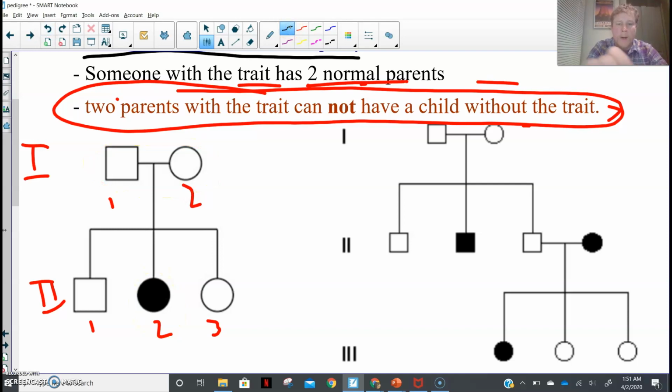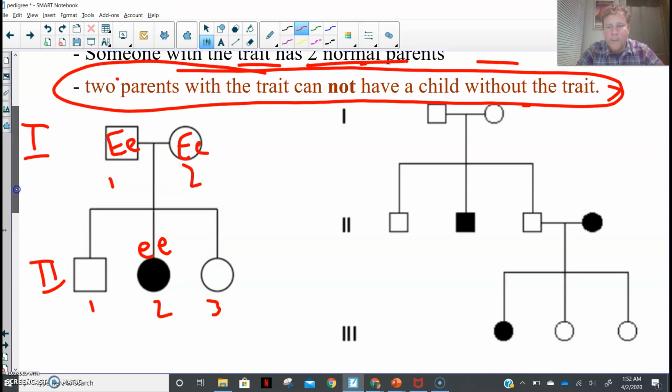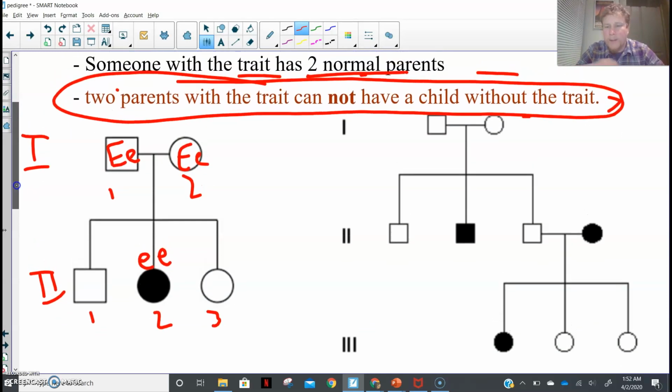So how is this possible then? It has to be big E, little e, times big E, little e. I've forgotten what letters I'm using. I've used so many letters, but I think I'm using E's. If I'm not, that's fine. In that case, it could have gotten a little e from dad, 1-1, and a little e from mom, 1-2. So that's huge. That's how we can have traits that skip generations.